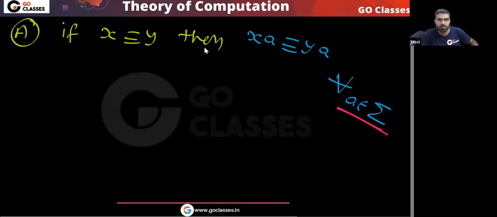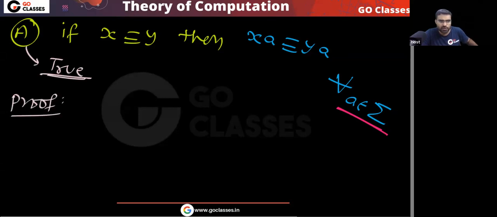So is this true? How can you prove it? Yes, this statement is actually true, but how can you prove it? See this option A, this is actually true. Let's see the proof. The proof is also quite simple. First of all, you tell me what this means. If x is equivalent to y, what this means?